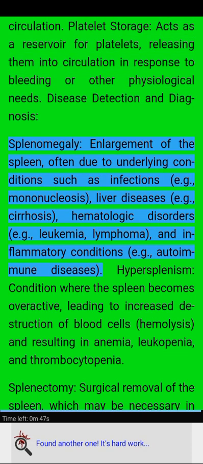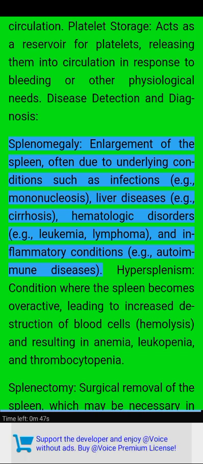Splenomegaly, enlargement of the spleen, often due to underlying conditions such as infections, e.g., mononucleosis, liver diseases, e.g., cirrhosis, hematologic disorders, e.g., leukemia, lymphoma, and inflammatory conditions, e.g., autoimmune diseases. Hypersplenism, condition where the spleen becomes overactive, leading to increased destruction of blood cells, hemolysis, and resulting in anemia, leukopenia, and thrombocytopenia.